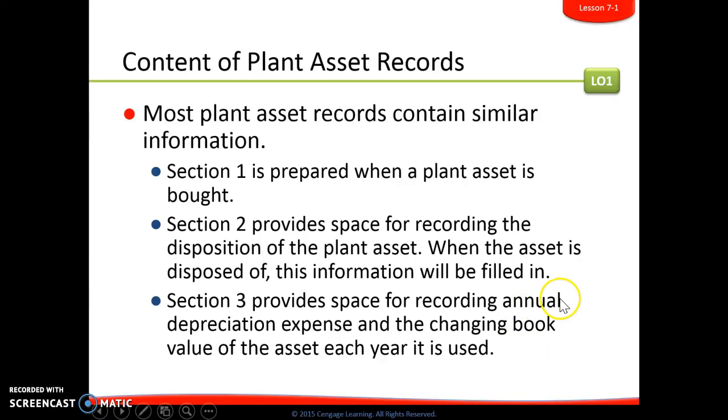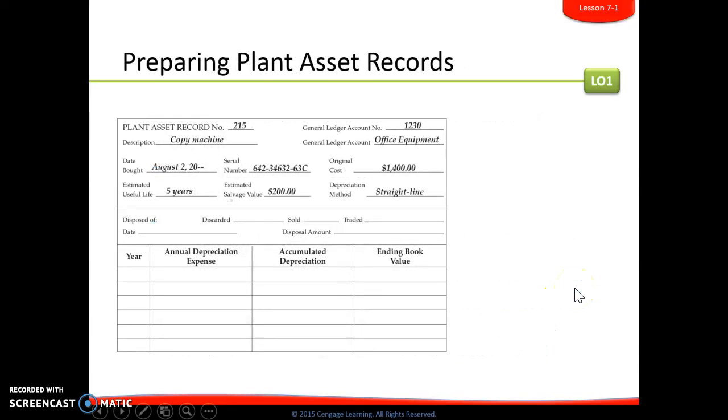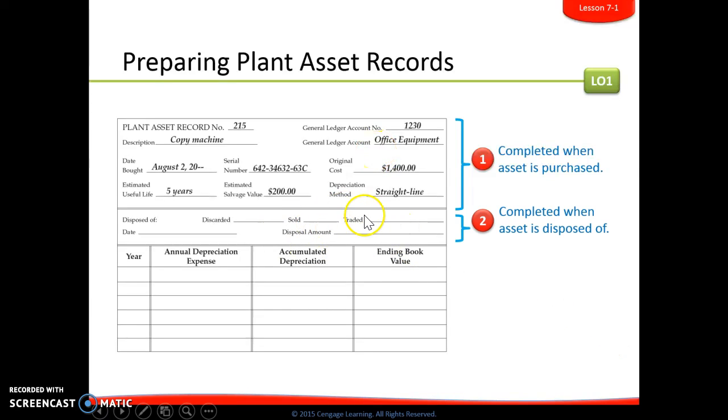And we filled out a plant asset record sheet in accounting 1. So here's an example of a plant asset record sheet. So here's our section 1. This is recorded when we buy the plant asset. Section 2 is going to be recorded when we dispose of the plant asset. And then the third one, this is where we can record our depreciation.